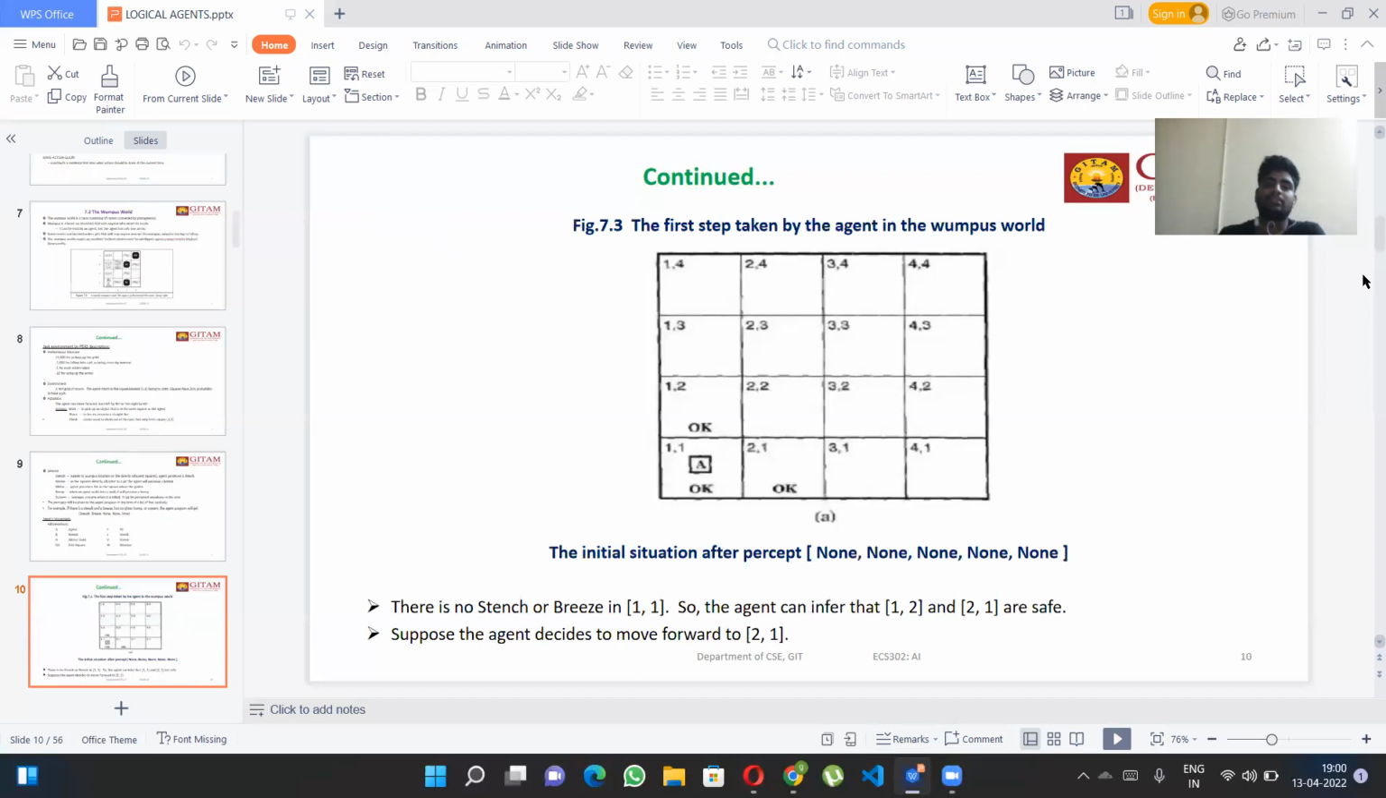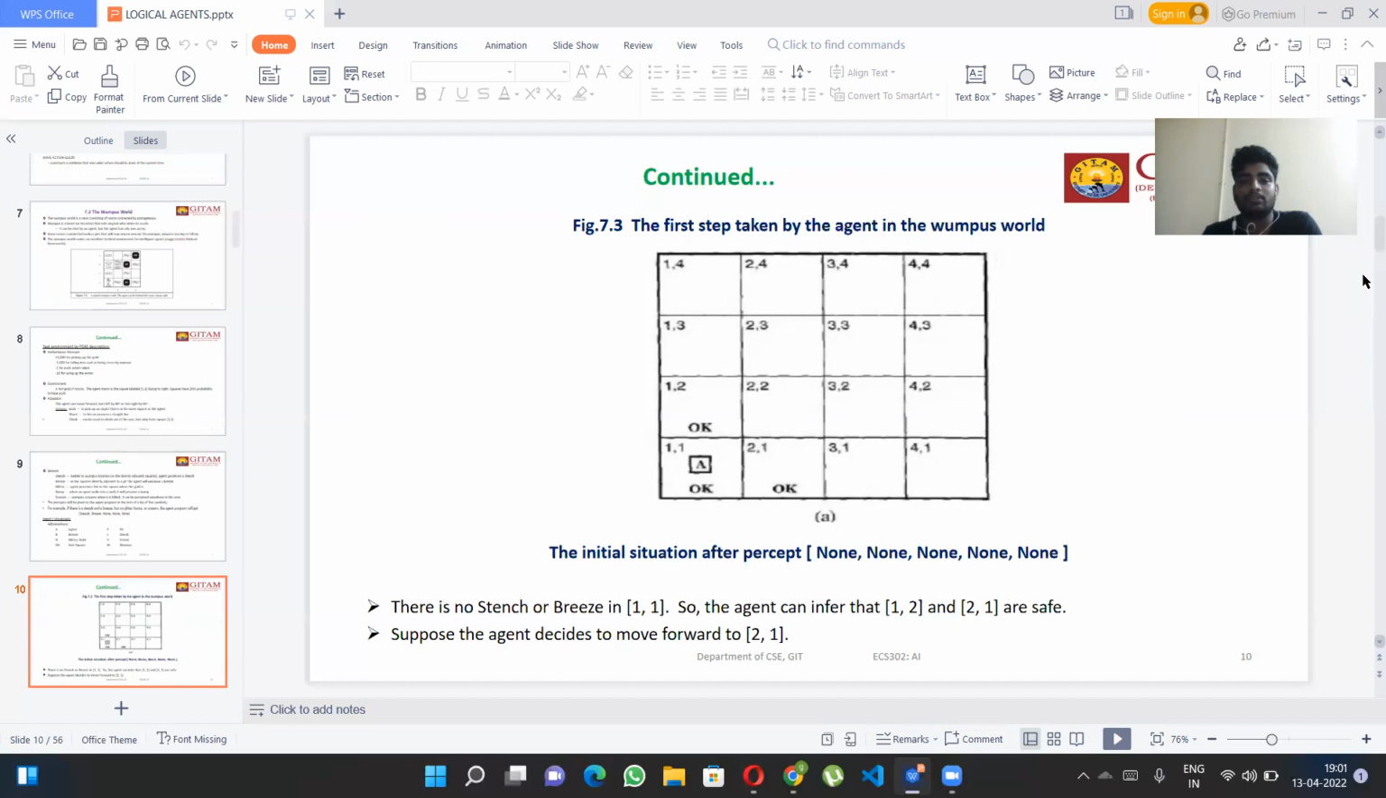You can see in figure 7.3 the first step taken by the agent in the Wumpus world, and this is the initial situation after that percept. You can see some values there, at 1,1, in a grid of 4 rows and 4 columns. This is the first stage, stage one.